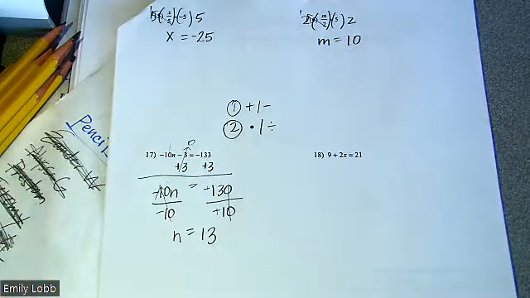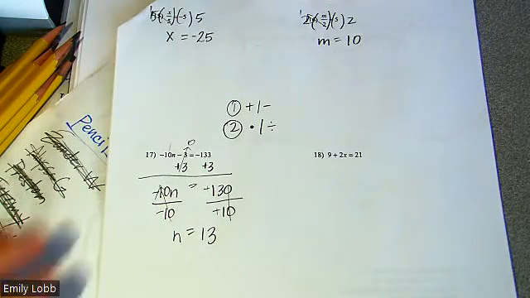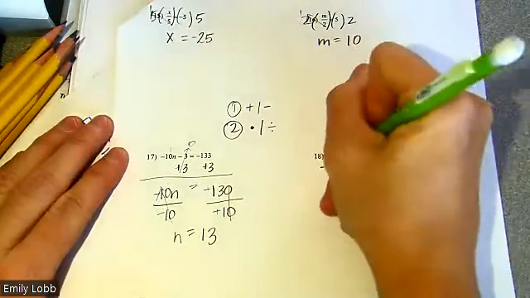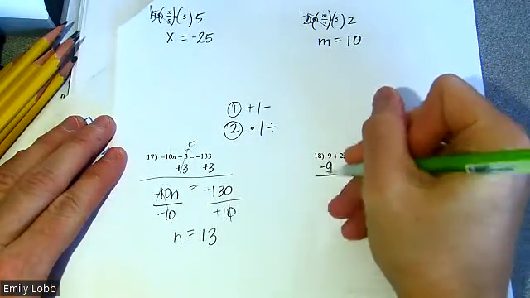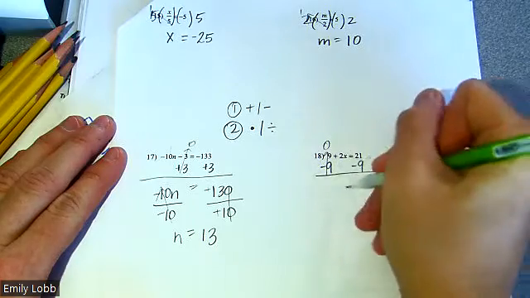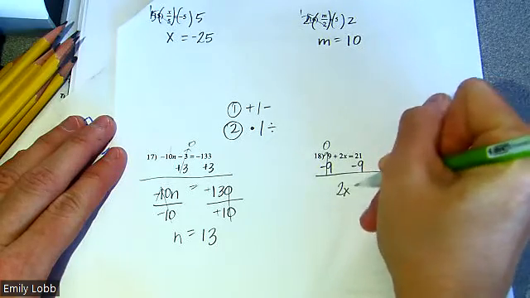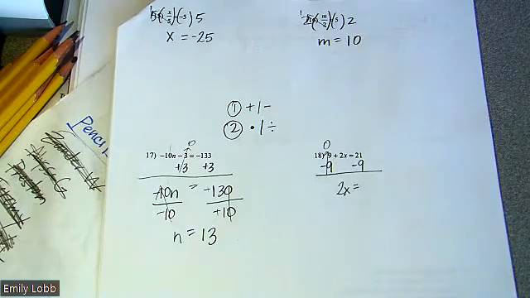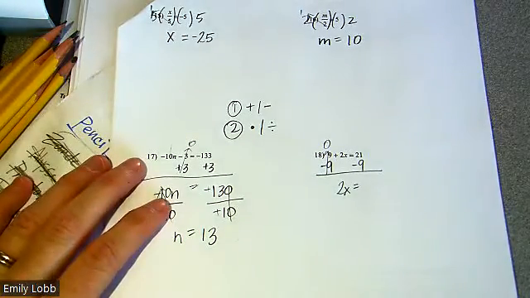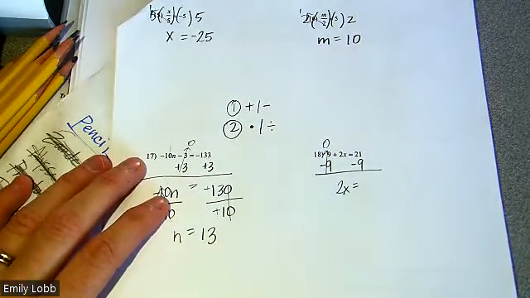How do I get rid of a positive 9? I have to subtract it then. I take the opposite of it. So that becomes 0. That's why we did it. I bring down my 2x. I bring down my equal sign, and then I say 21 minus 9 is 12.